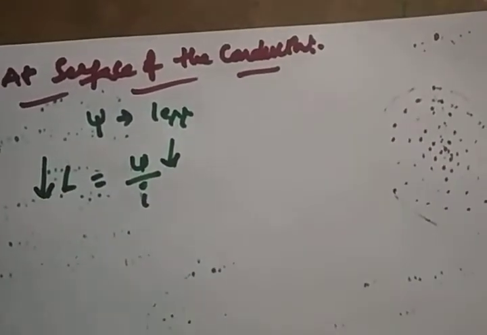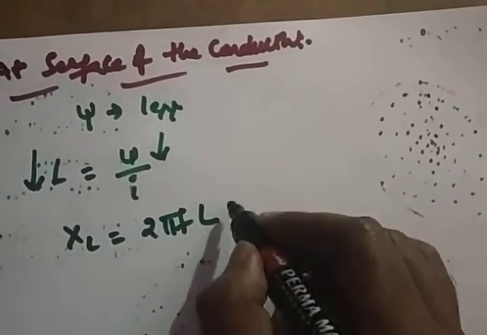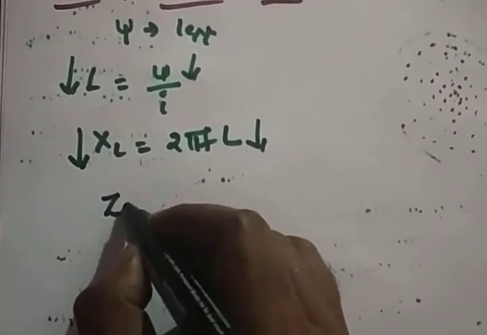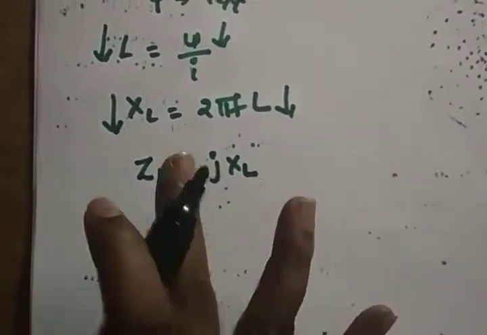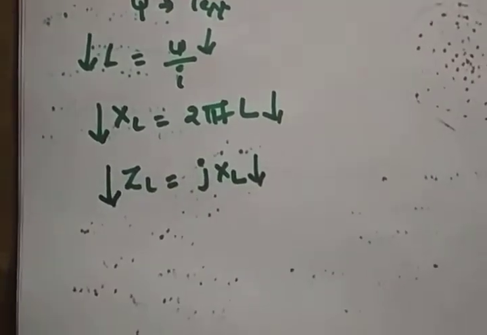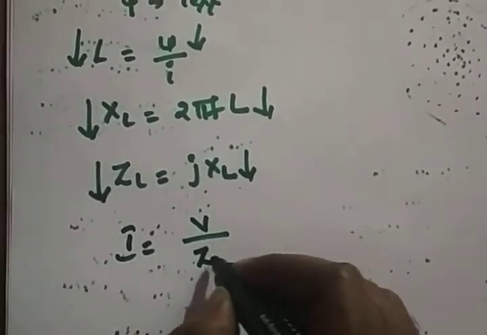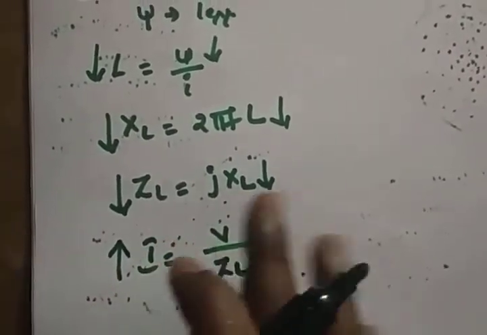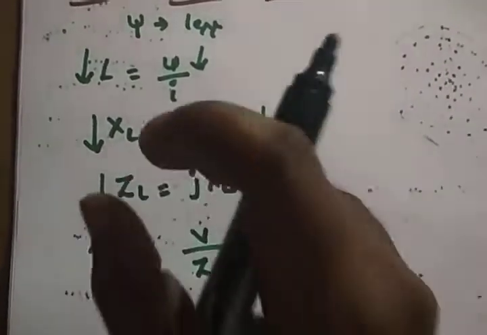If inductance reduces, what about XL, the inductive reactance? 2 pi f L. If L reduces, the inductive reactance also reduces. If inductive reactance reduces, what about the inductive impedance? jXL. If XL reduces, the inductive impedance reduces, right? So if inductive impedance reduces, what about the current? If it reduces, the current value will increase. So this is the factor. On the surface of the conductor, your current is increasing, right?